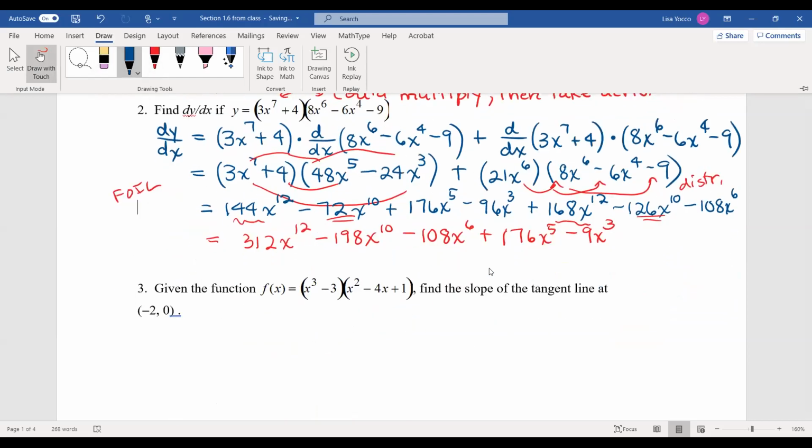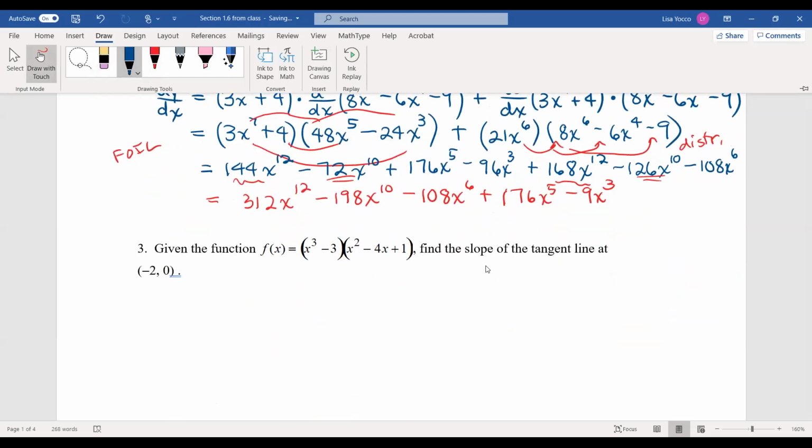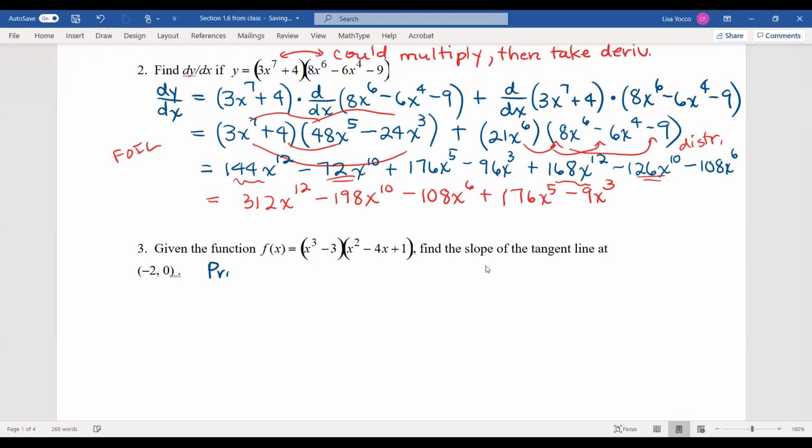Okay. For number 3, now we're going back to a couple of the topics from last time: the slope of the tangent line. Remember that means the derivative. So again, I'll show you the product rule because that's what we're learning here.